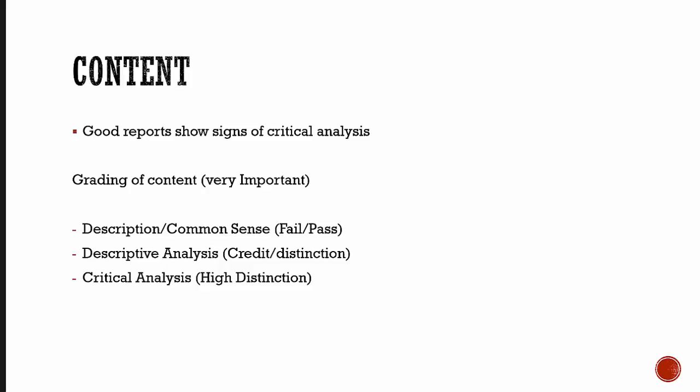Now, the next level is descriptive analysis. So descriptive analysis takes it a level beyond the description and the common sense answer. The most common form of descriptive analysis is where students look at the literature, look at academic journals, and remember in this assignment you're expected to look at a minimum of five academic journals. So let me make it clear: academic journals, not textbooks. Even though you should look at the textbook to start with, but five academic journals.